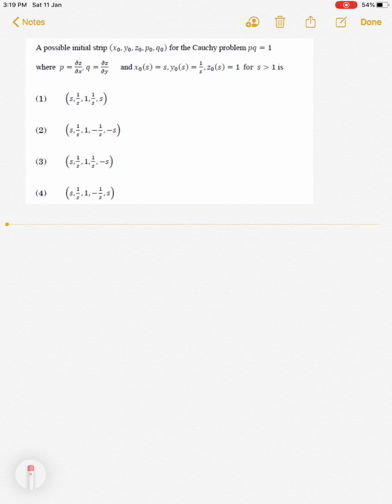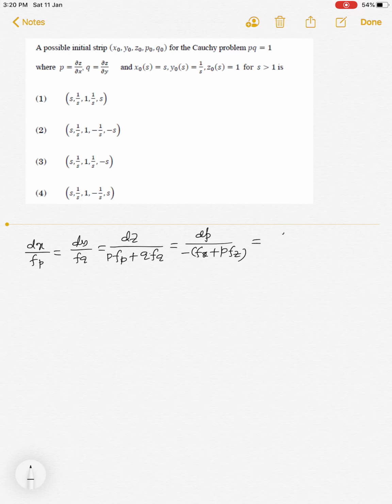So first let us recall the Charpit's equations: dx divided by f_p is equal to dy by f_q is equal to dz divided by (p f_p plus q f_q) is equal to dp divided by (minus f_x plus p f_z) is equal to dq divided by (minus f_y plus q f_z).